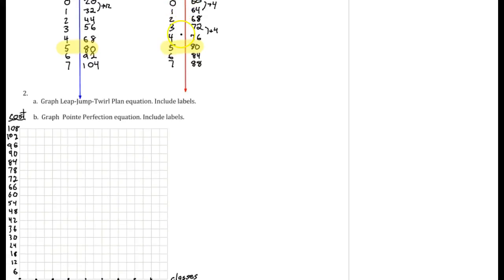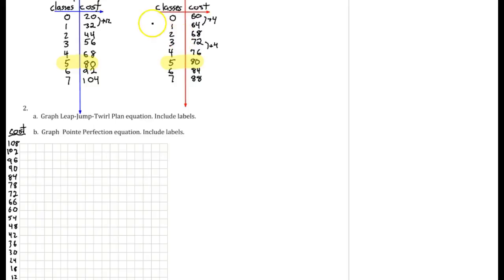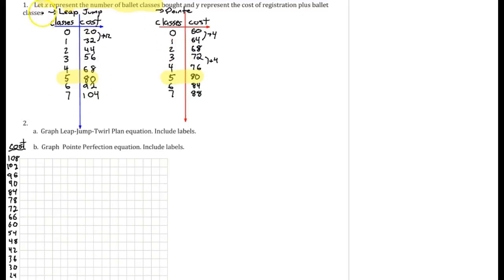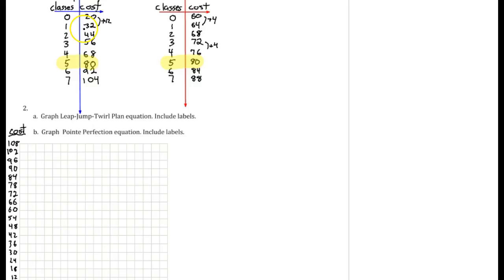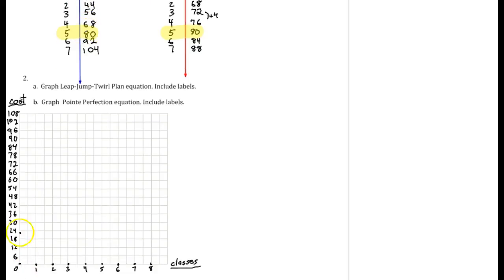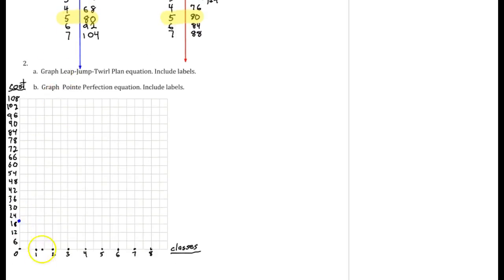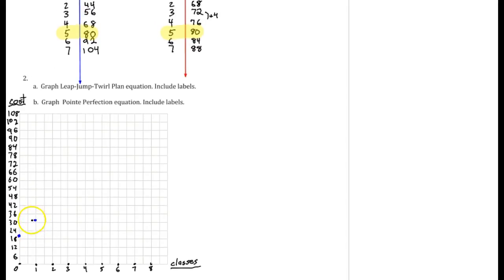Shrink this down a little bit so I can see it. So my leap jump starts at 20. So let's just go ahead and graph 0, 20. Right about here. Then we have one class is $32. So right about there. 2 classes is $44. So we're going to have to estimate a little bit because I go from 42 to 48, so 44 is in the middle there.